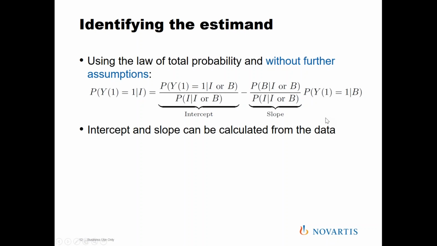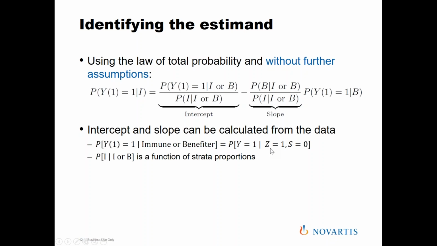So the so-called intercept and slope can actually be estimated from the data. For example, the numerator of the intercept, this is the probability of experiencing the outcome among active, immune, or benefiters. And that we can estimate simply by looking at the outcome proportion in the active arm among patients who did not experience the symptoms. The denominator of the intercept and both quantities in the slope are simply functions of the strata proportions, which we know we can estimate. So all of these can be calculated.